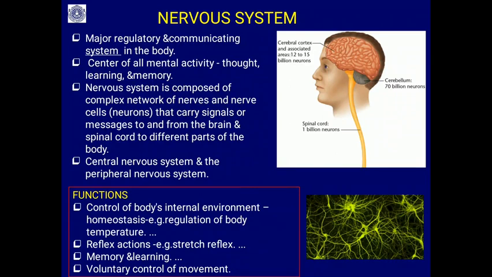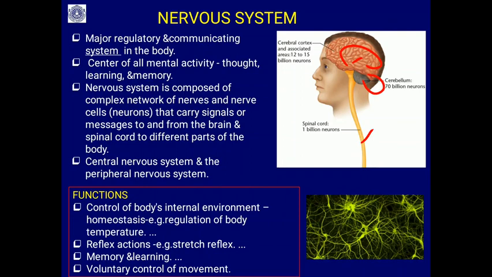The nervous system is composed of a complex network of nerves and nerve cells, called neurons, that carry signals or messages to and from the brain and the spinal cord to different parts of the body. Here you will find the brain, and this is the spinal cord. The cerebral cortex contains about 12 to 15 billion neurons. The cerebellum has 70 billion neurons. The spinal cord has 1 billion neurons.